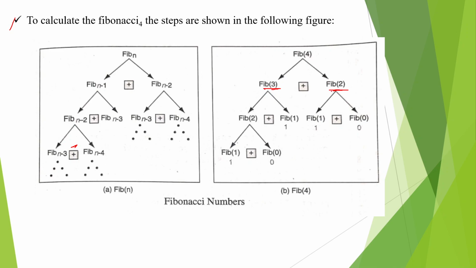Again, when calculating Fibonacci of 3, we have to go with Fibonacci of n minus 1 plus n minus 2. So n minus 1 becomes Fibonacci 2, and n minus 2 becomes Fibonacci 1. When n value is 1, what is returned? 1 is returned, so we will get 1. For Fibonacci 2, again we go with Fibonacci of n minus 1 plus Fibonacci of n minus 2. Fibonacci of n minus 1 is nothing but Fibonacci of 1, and Fibonacci of n minus 2 is nothing but Fibonacci of 0. When Fibonacci of 1, 1 is returned. When Fibonacci of 0, 0 is returned.